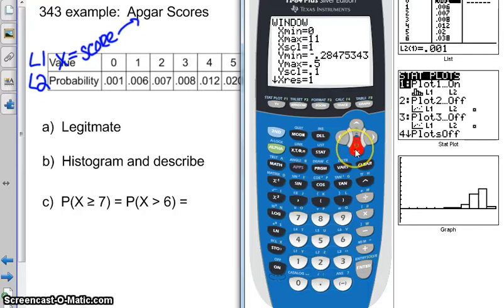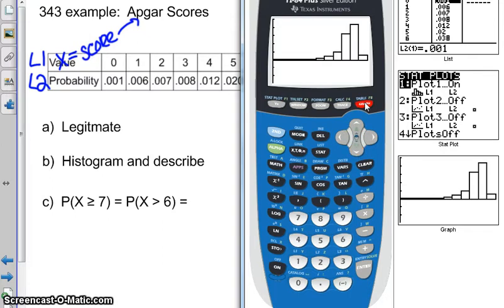And then with my scales, I'd not necessarily go up by ones if the highest point is 0.5, so maybe I go by 0.1s. Not a big deal, but it lets us see what's going on. Again, describe it: I have a skewed left situation here, I have my peak, and so on and so forth.